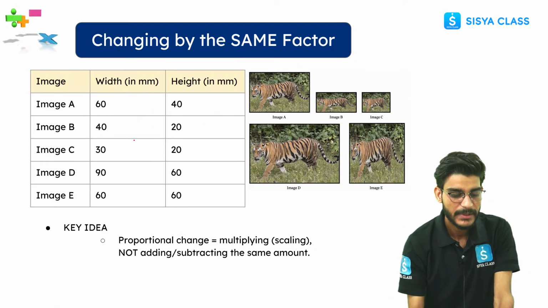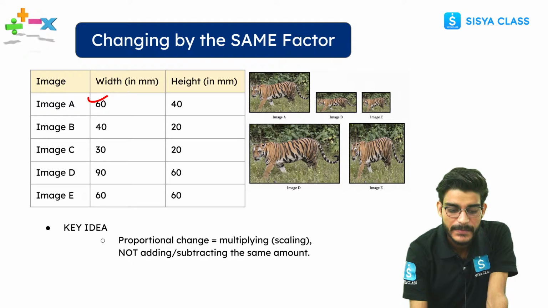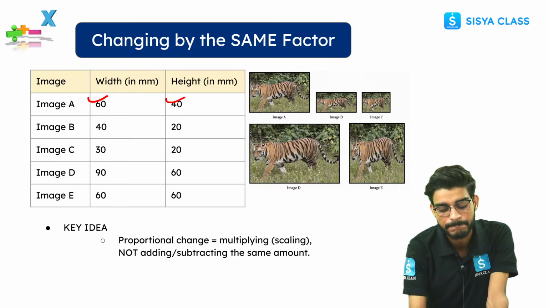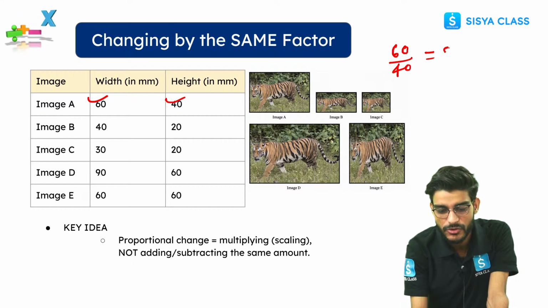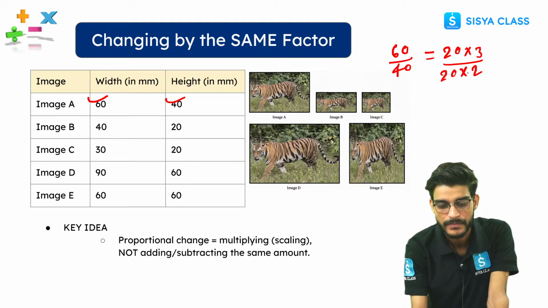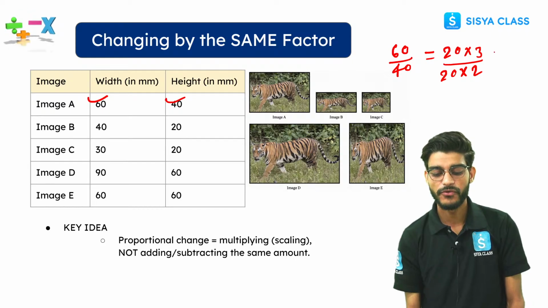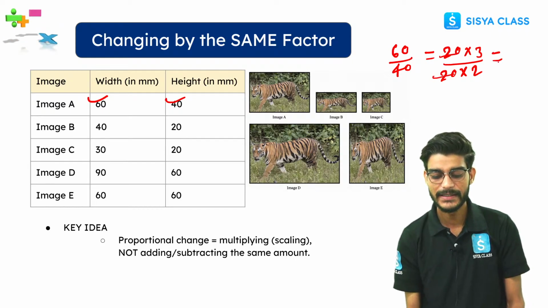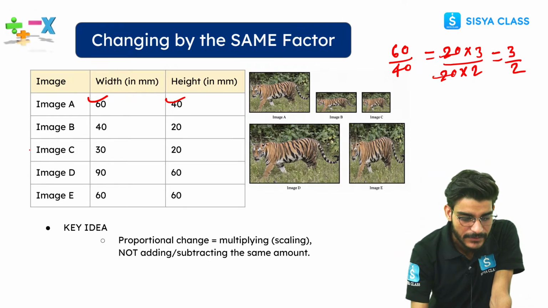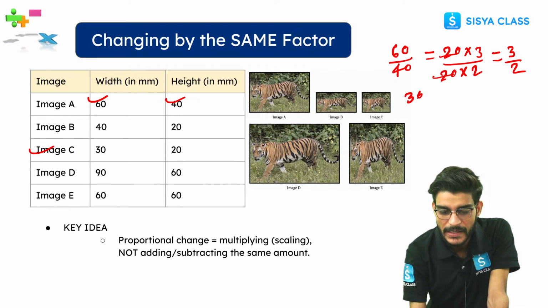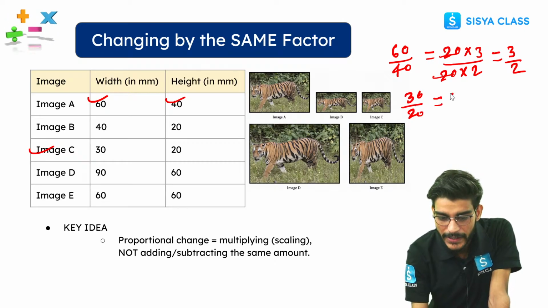Let's say image A has width 60 millimeter and height 40 millimeter. So what is the ratio here? 60 upon 40. Can I write 60 as 20 into 3 and 40 as 20 into 2? So 60 to 40, the 20 gets cancelled. This is 3 upon 2, right? 3 upon 2. Now observe image C once again. Image C is 30 upon 20. 30 upon 20, so this is 15 into 2, right?